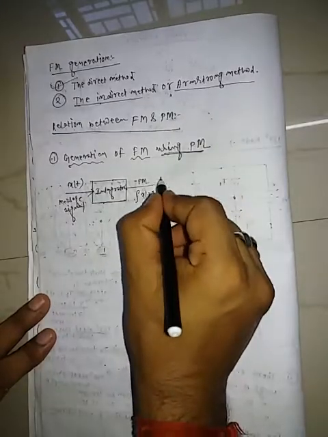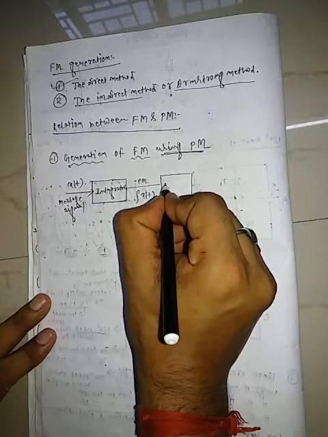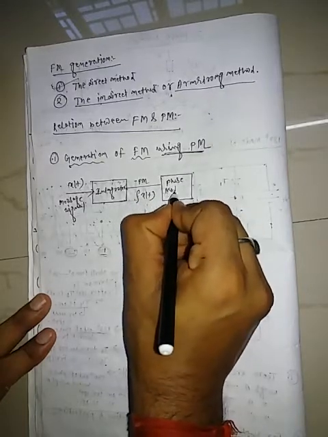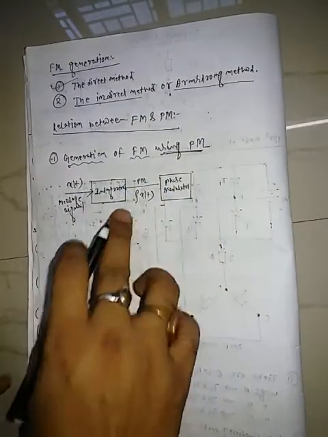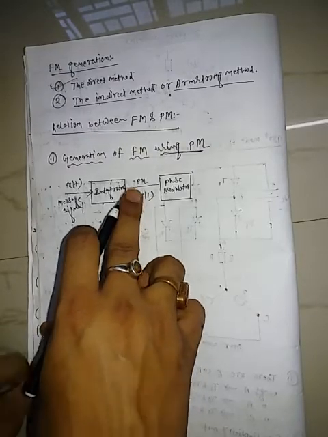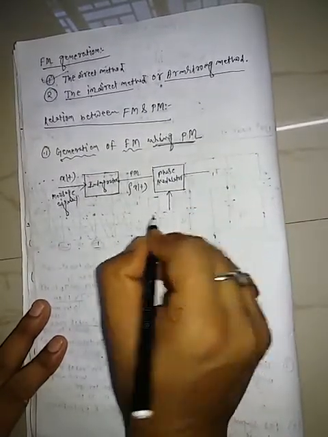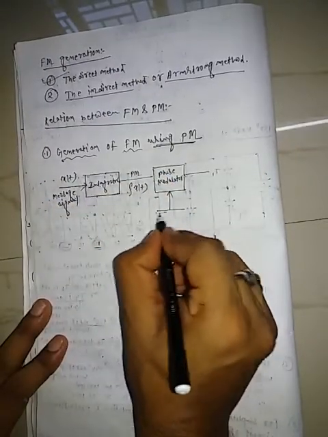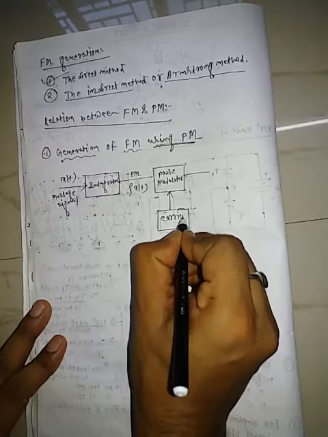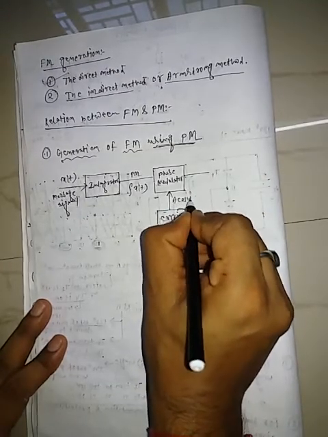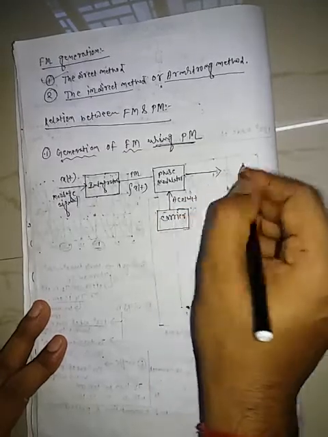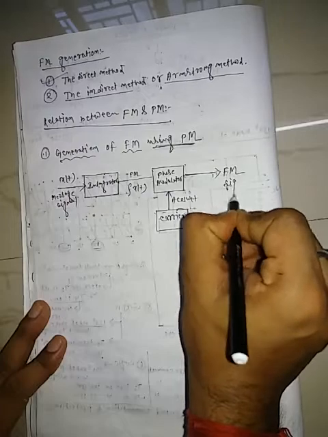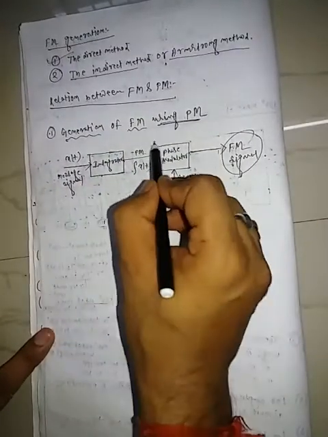Next we use the phase modulator, because the output of the integrator is PM, phase modulation. The phase modulation signal goes to the phase modulator. The modulator has two types of signal: first the modulating signal and second the carrier signal. This is the carrier signal, A cos omega_c t, and the output of the phase modulator is the FM signal. So this is the generation of FM using PM.